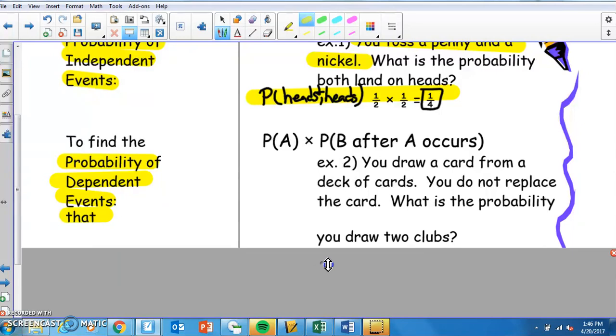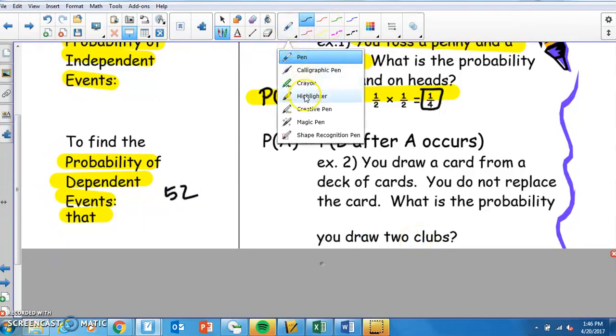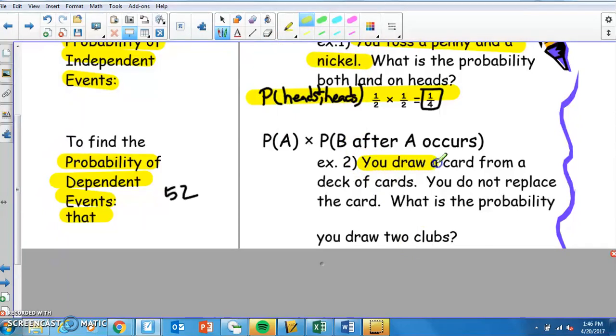We want to know what is the probability of drawing 2 clubs. First of all, you need to make sure you understand how many cards are in a deck of cards. There are 52 cards. So what is the probability that you will draw 2 clubs? You draw a card from a deck of cards, and we are not going to replace the card. So that means when we take it out, we're going to leave it out.